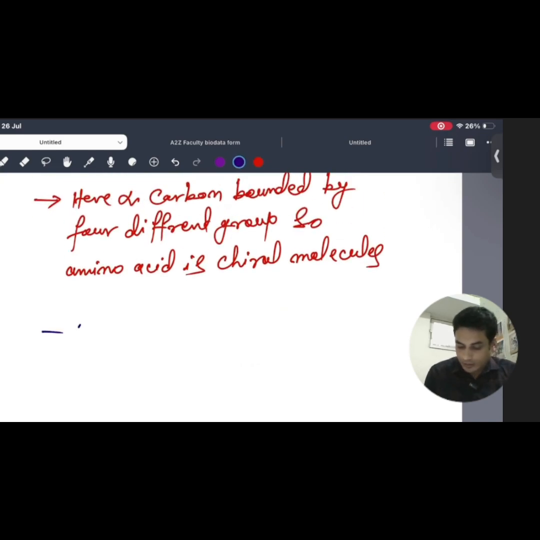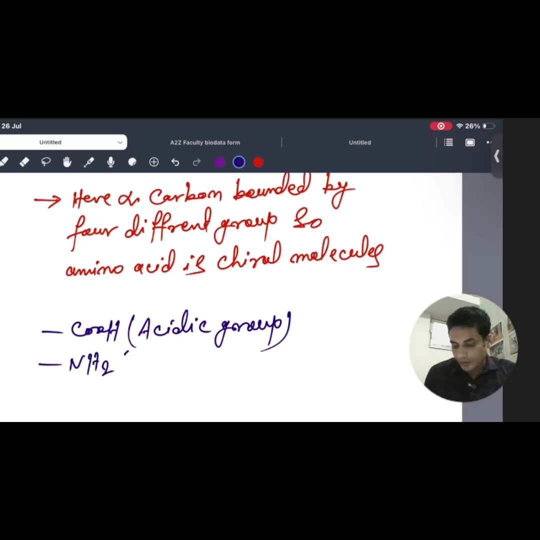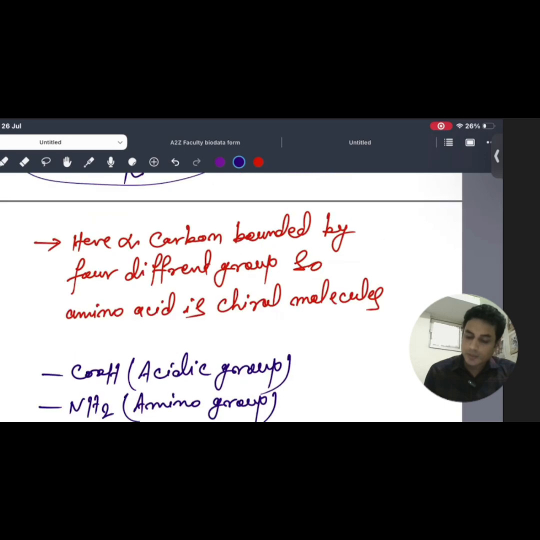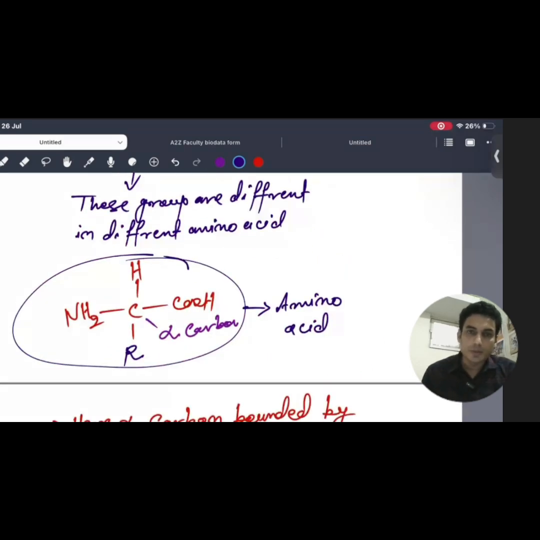COOH is known as the acidic group. NH2 is known as the amino group. So an amino acid molecule has both an acidic group and an amino group.